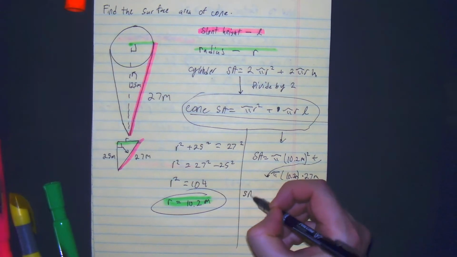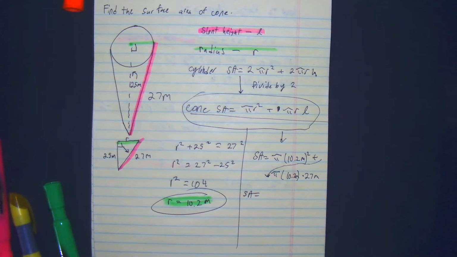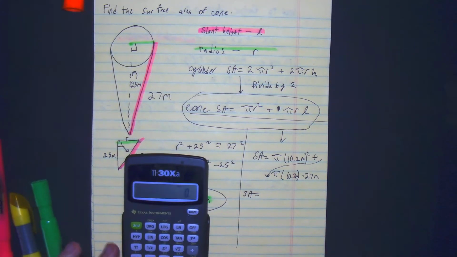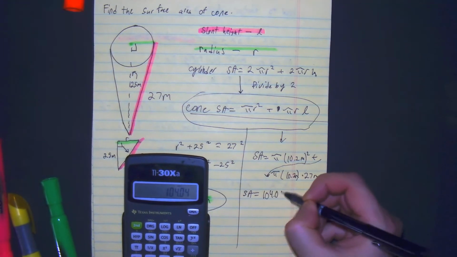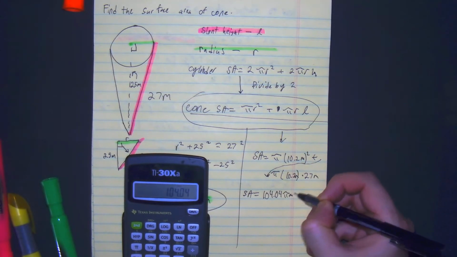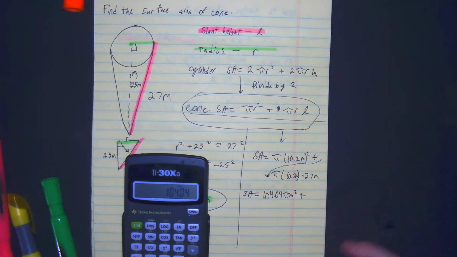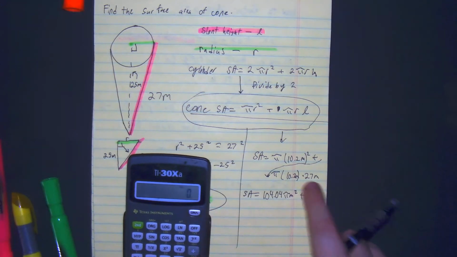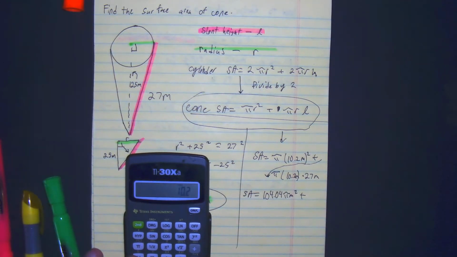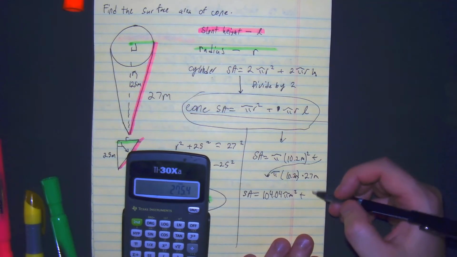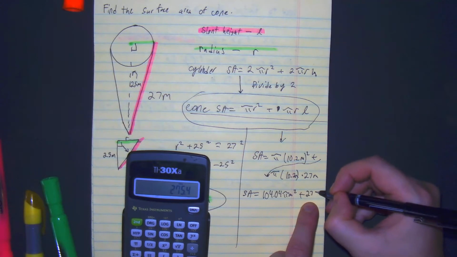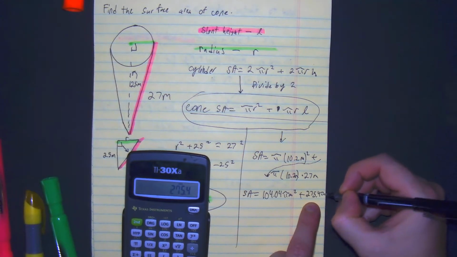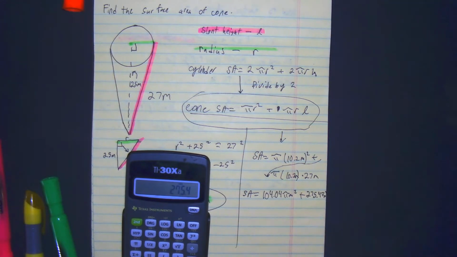Alright, so surface area will be equal to 10.2 squared gets us 104.04 pi meters squared plus, let's try to fit it in here. So here we're going to do 10.2 times 27, which is 275.4 pi meters squared.